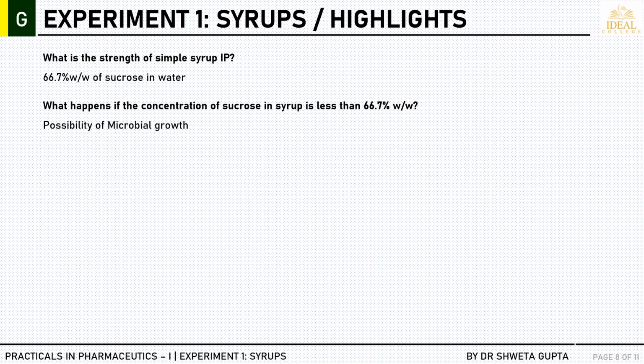What happens if the concentration of sucrose in syrup is less than 66.7% weight by weight? There may be a possibility of microbial growth. At 66.7% weight by weight, the solution is saturated and there is no free water for the growth of microorganisms. In addition, in dilute solutions, the presence of sucrose, which is a form of glucose, will provide nutrition to the microorganisms, which may even favor the microbial growth.